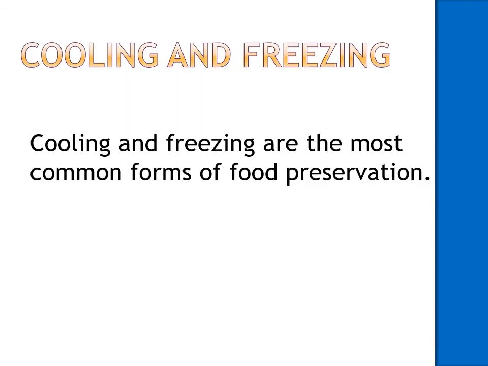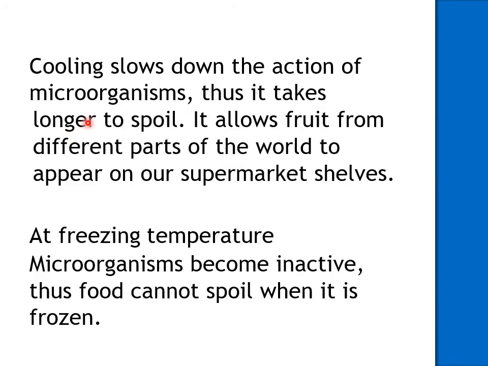Children, the next method is cooling and freezing. Cooling and freezing are the most common forms of food preservation, which we all follow at home for preserving various food items. Actually, cooling slows down the action of the microorganisms. Thus, it takes longer to spoil. It means it's not that the food won't spoil, but after a long duration the food is going to spoil, because the growth of the microorganisms is being slowed down.